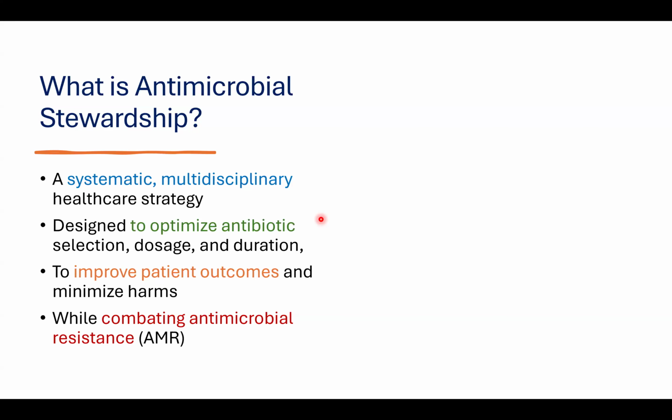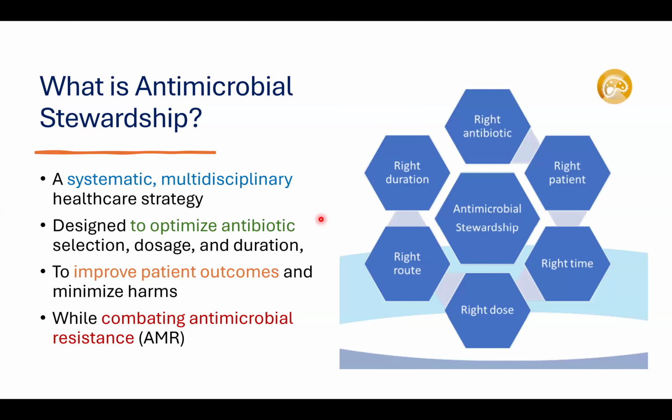For example, if harm is anticipated, such as renal toxicity with some drugs, you will be careful in giving it to a patient with renal toxicity or renal failure. In the same way, some patients may have an allergy to a drug, so you have to minimize the harms. And the ultimate goal is to combat antimicrobial resistance, which is the main problem right now. In simple terms, antimicrobial stewardship means giving the right antibiotic to the right patient at the right time and right dose by the right route and for the right duration.